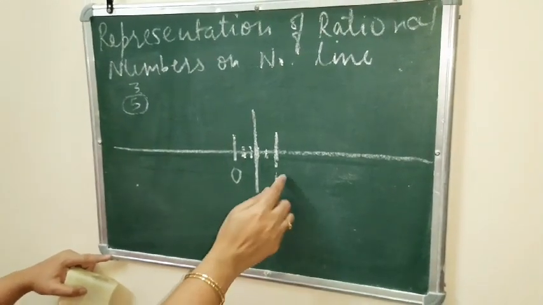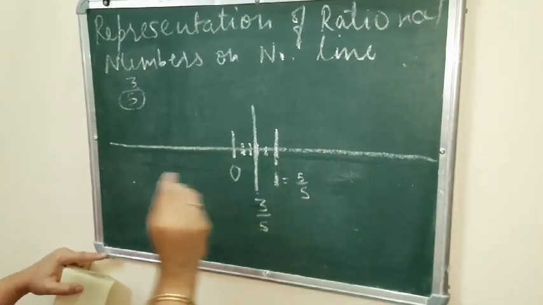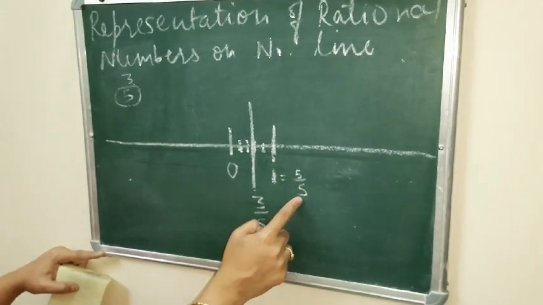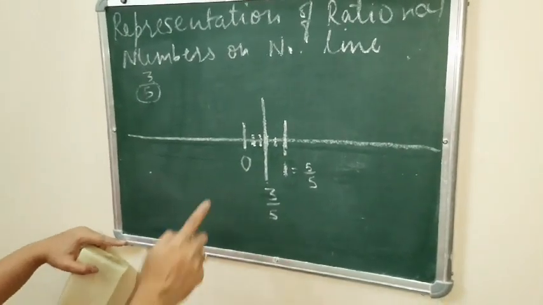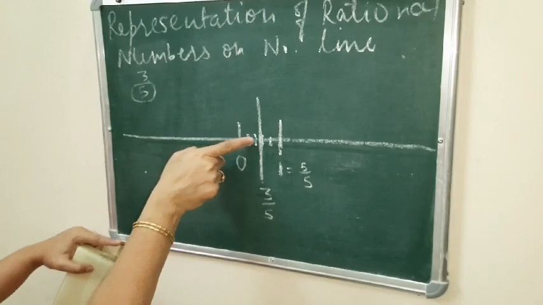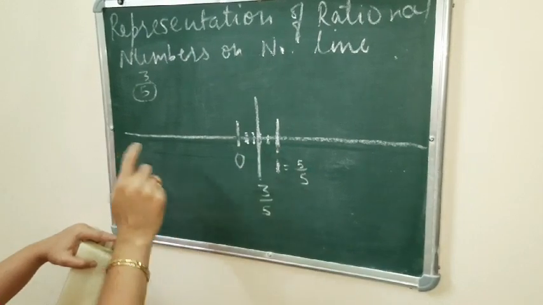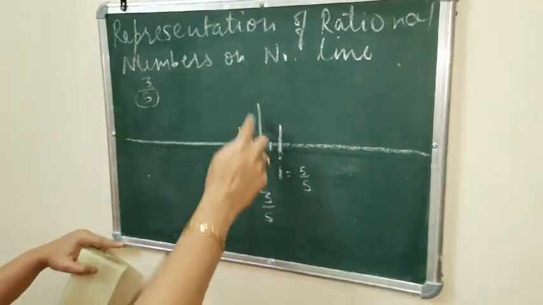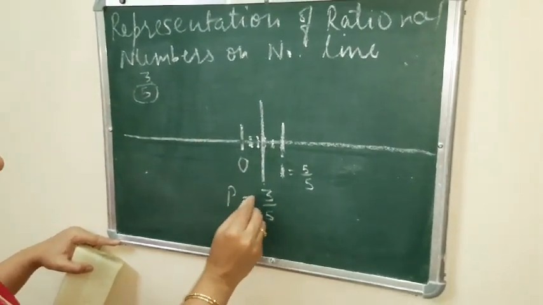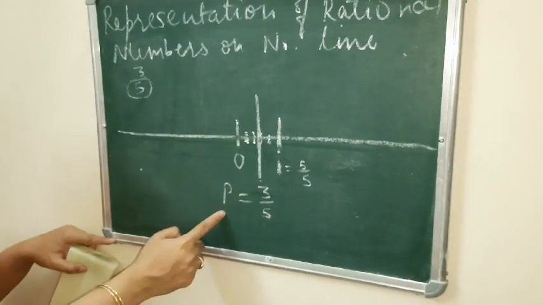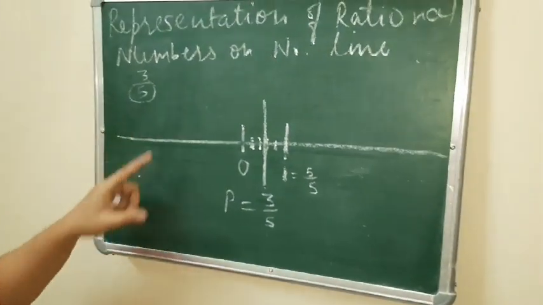Now why so? Because when I have taken this as 1, that means I have taken this as 5 upon 5. The 5 upon 5, you know it's a whole number and counted as 1. So I have made this as 5 by 5 first. Then we can say that the first division is 1 by 5, second is 2 by 5, third is 3 by 5, fourth is 4 by 5, and fifth is 5 by 5 or 1. So my third division, third small line will be counted as 3 by 5. We can name it as P, Q, R, whatever you want. Now I have taken it as P. So the third division P is equal to 3 by 5. So this is how you have to represent.